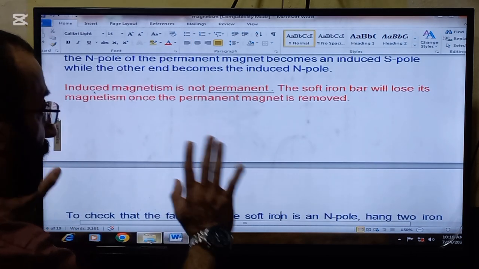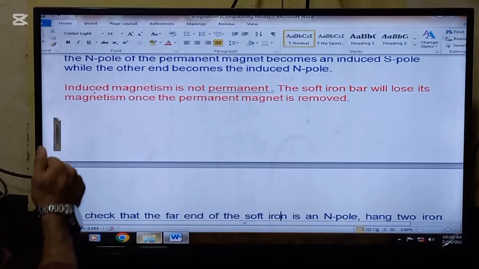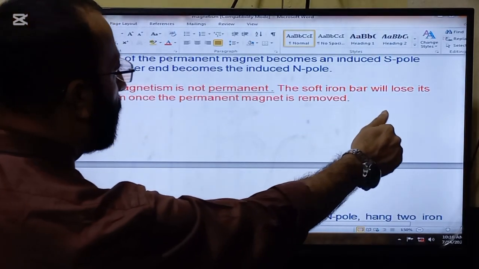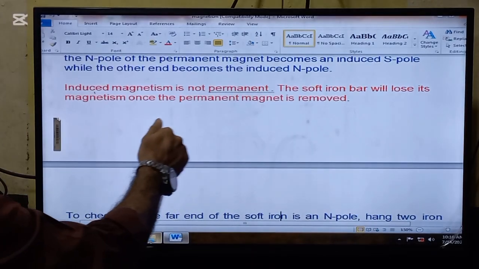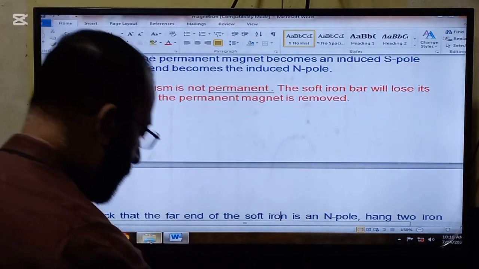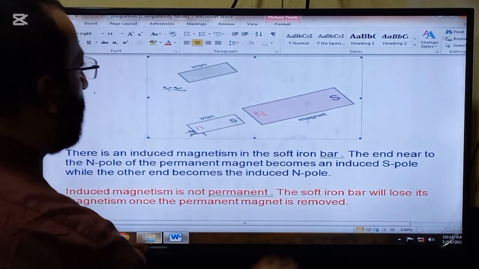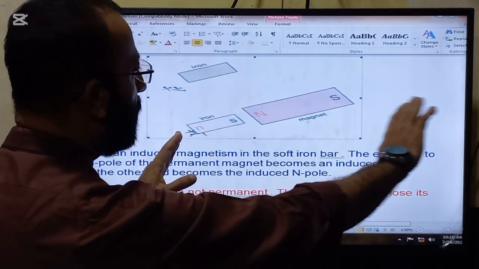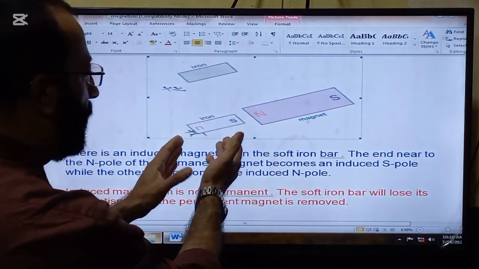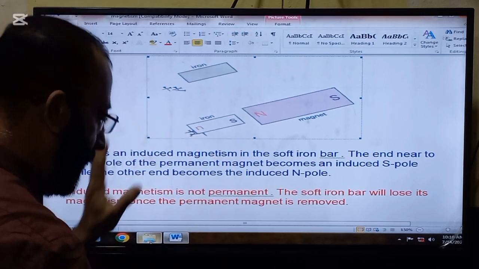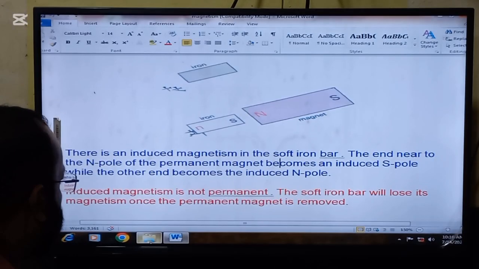So these are very, very important points. Induced magnetism is not permanent. The soft iron bar will lose its magnetism once the permanent magnet is removed. So induced magnetism will be created, but once you remove the permanent magnet away from the iron bar, the temporary magnetism will be finished.